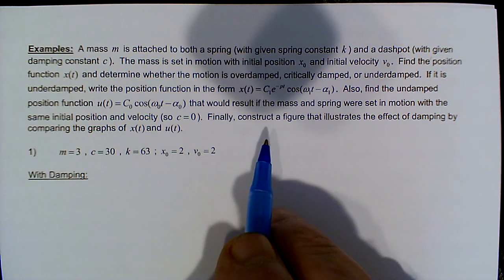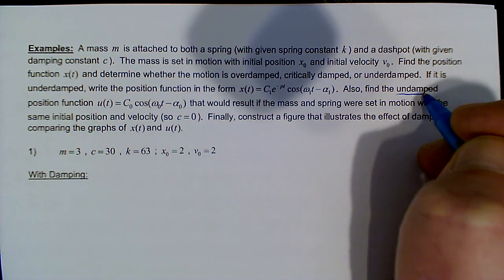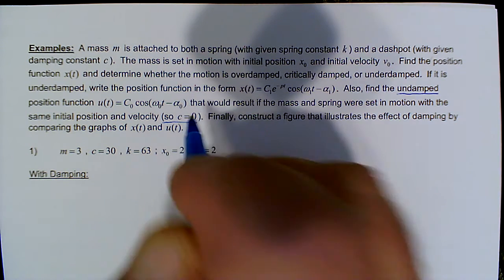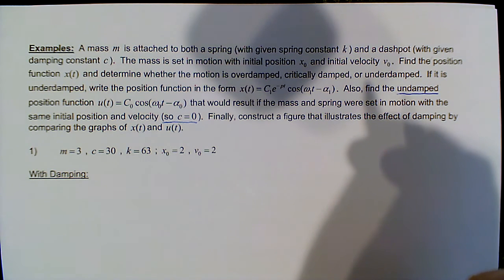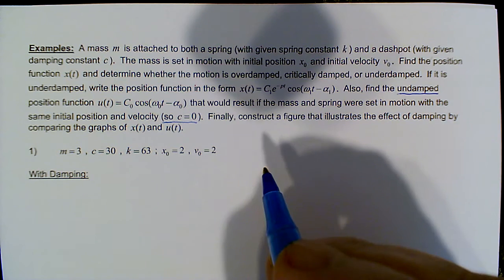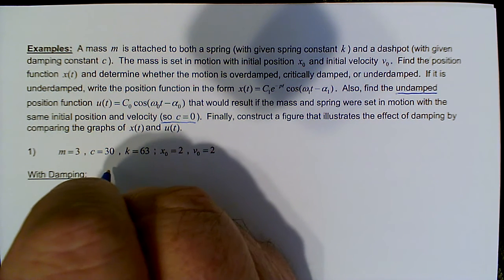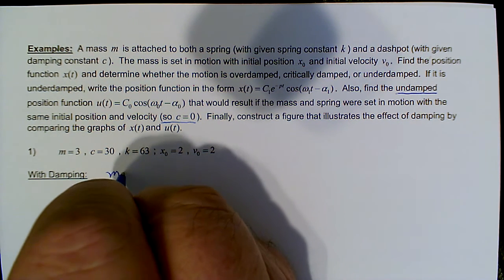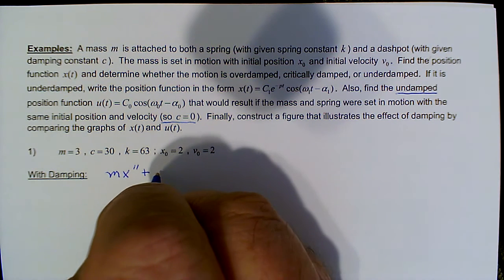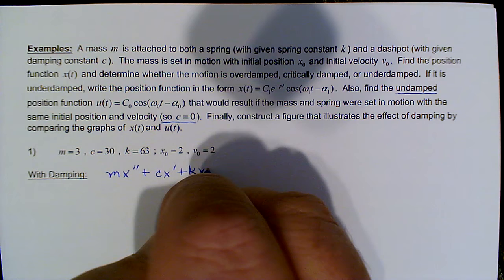And that would be by letting the dashpot be equal to 0. Okay, so then they want us to construct some graphs, but that's really not all that much of a concern. But the way we start is with our standard equation that mx double prime plus cx prime plus kx is equal to 0.